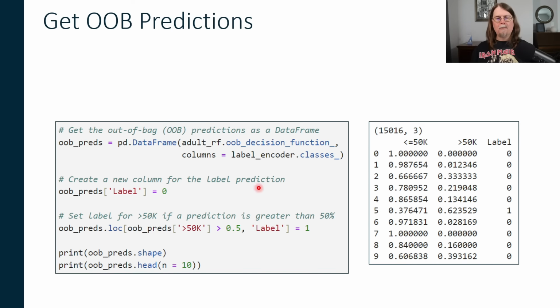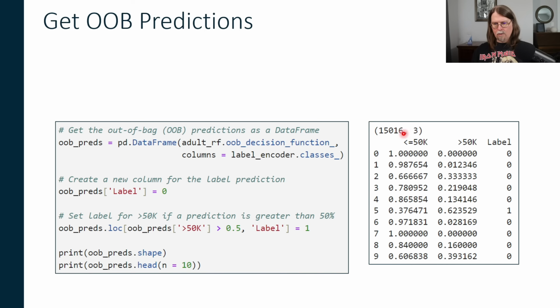So first up, I'm going to create a new data frame, a data frame of my OOB predictions. And what I'm going to do is grab the OOB decision function. Interesting name. It's an attribute on my random forest object, and it essentially has the predictions. Then I'm going to label the columns based on my label encoder classes, and store that in a new object I'm calling OOB_preds. The easiest way to understand what this code is doing is to look at the output over here.